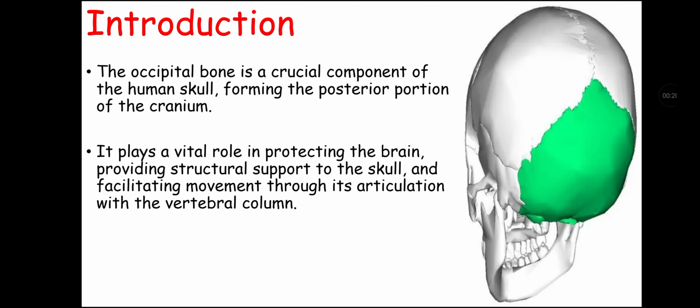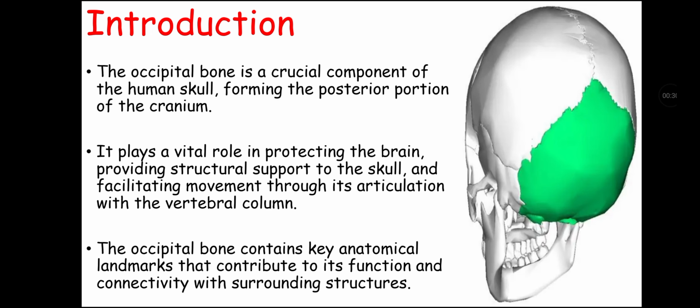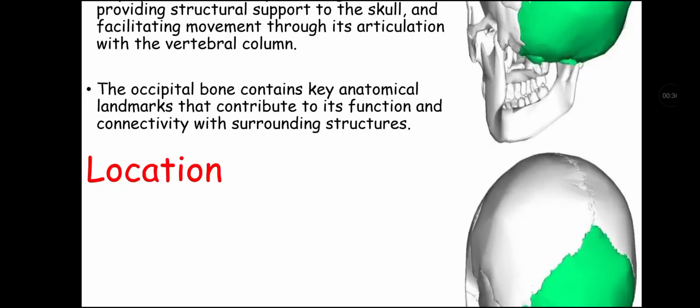It plays a vital role in protecting the brain, providing structural support to the skull, and facilitating movements through its articulation with the vertebral column. Occipital bone contains key anatomical landmarks that contribute to its function and connectivity with the surrounding structure.